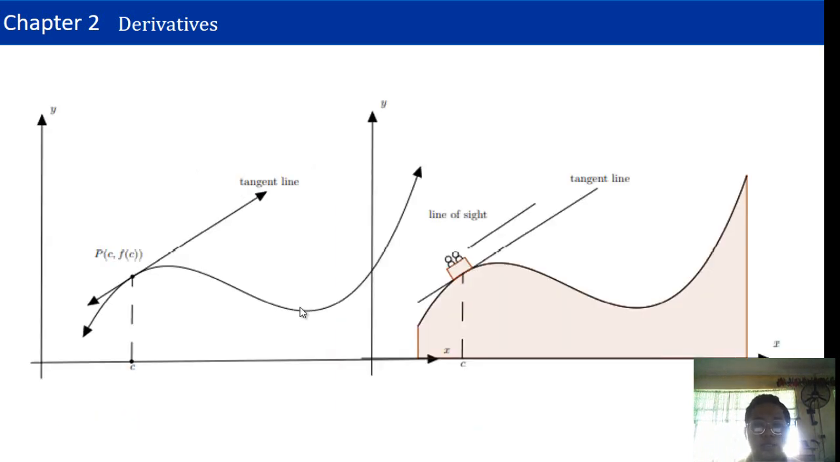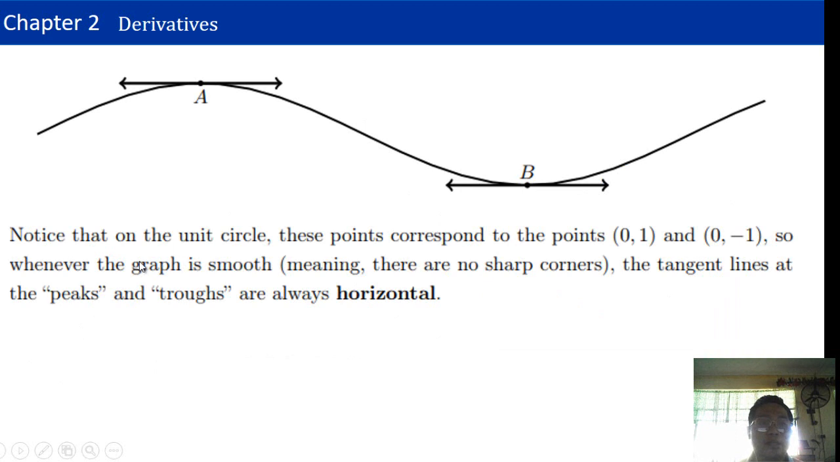Here is the tangent line. So, here we have the line of sight, the tangent line. And this is the c here, that is the value of x that will give the point of tangency. By solving the f of c, we can find the point itself, which is c and f of c. Okay. Notice that on the unit circle, we have this tangent line. Madali lang mahanap yung tangent line natin. We have the point 0, 1 and 0, negative 1.